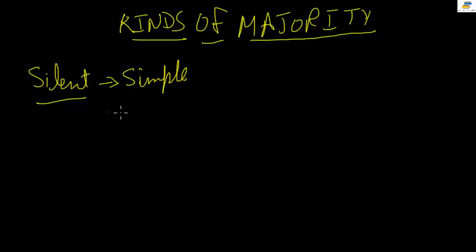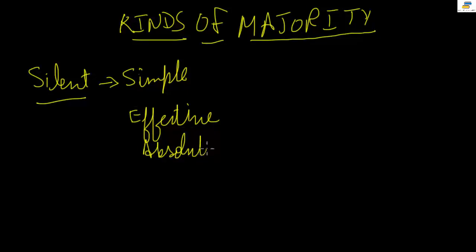So what are the other kinds of majorities in our constitution? One is simple majority, and then there is effective majority. We will talk about this also. And after effective majority we also have absolute majority. These are the four types: this is 1, 2, 3, and this is 4, special majority. I'll talk about all these four kinds of majorities in this lecture, so we can move ahead.